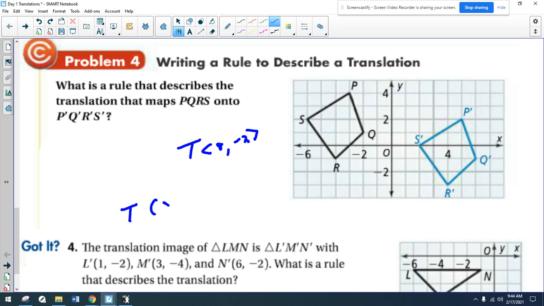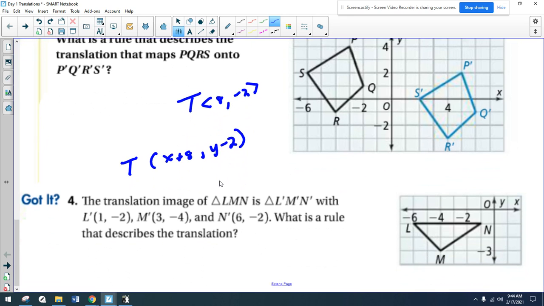Also, if you like to do this, it would be x plus 8 and y minus 2. So I don't care which notation you use. Either one is fine with me. Just make sure you understand and know both of them in case they give them to you. So that's your answer for that one. That's all they want. If they graph it for you and they ask you the rule, when you see the word rule right there, this is what they're talking about for the rule.